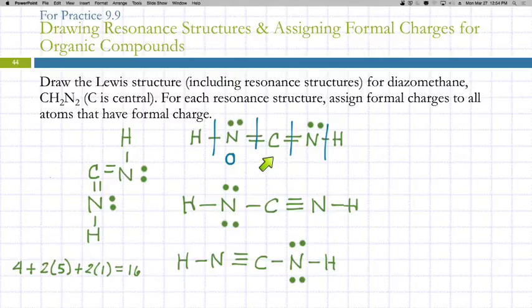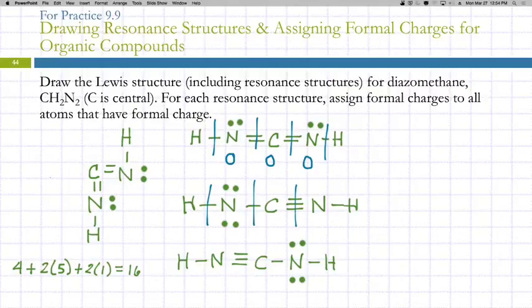How about this carbon? What's its formal charge? Comes in with 4, leaves with 4, 0. How about the other nitrogen? Same, 0. And the hydrogens are always 0. So I think we've got our winner right there, right? But we have to look at the other ones.